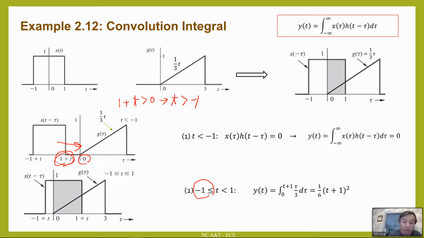However, in order to partially overlap like this, this position, -1 plus t, must be less than 0. So t is less than 1, which is this guy. You got that?